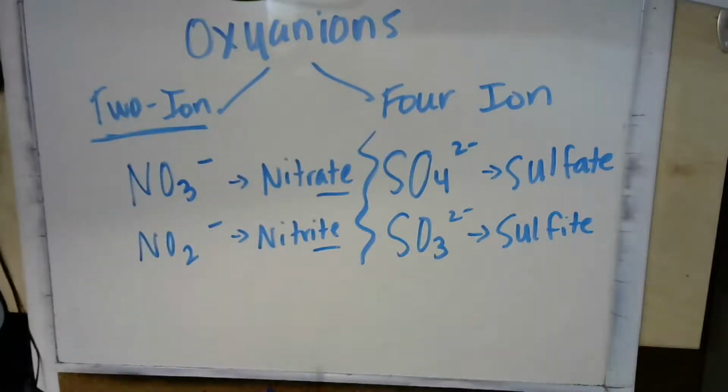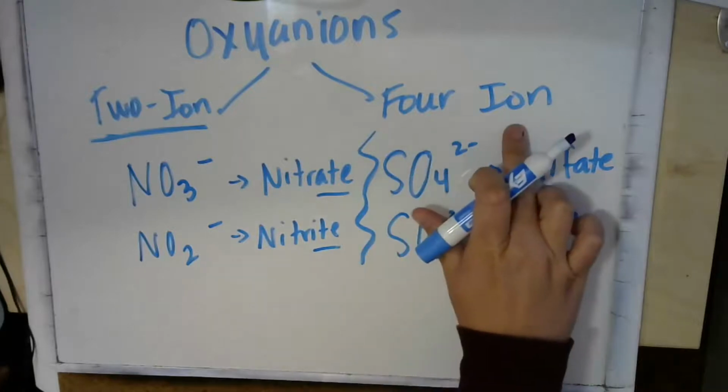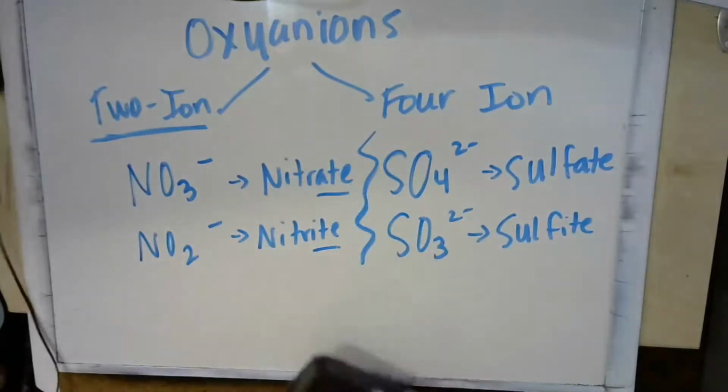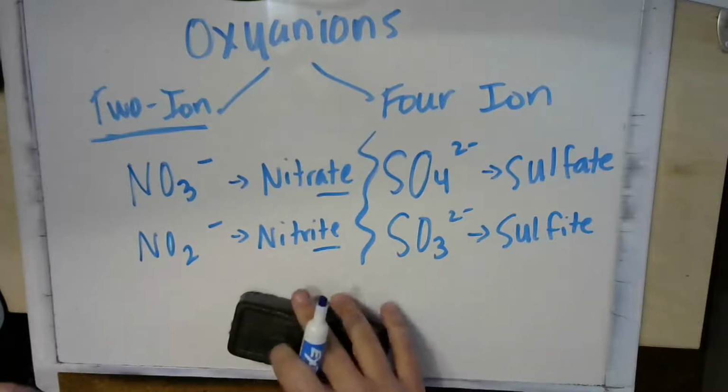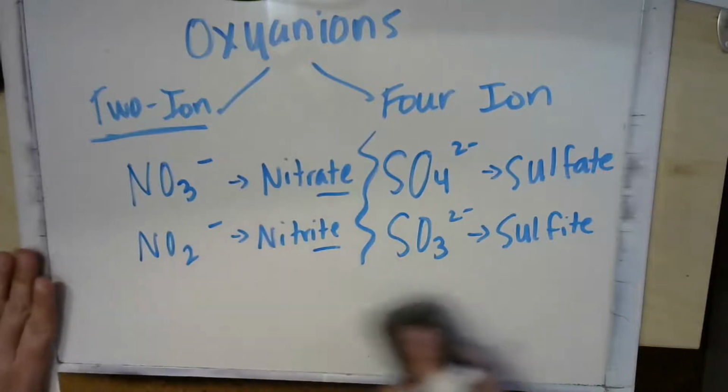If we have a series with 4 ions in it, we have to add a little more differentiation to keep everything separated. Okay, we're still going to use the ATE and ITE convention, but we're going to add an extra prefix to the thing with the most oxygen and the thing with the least oxygen. All right, so let's look at the chlorine series.